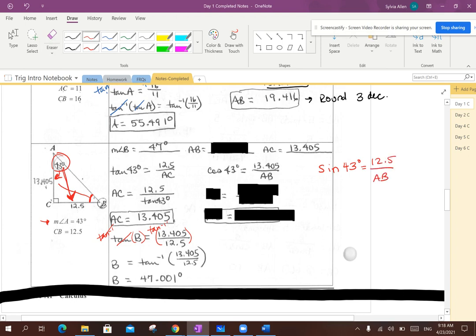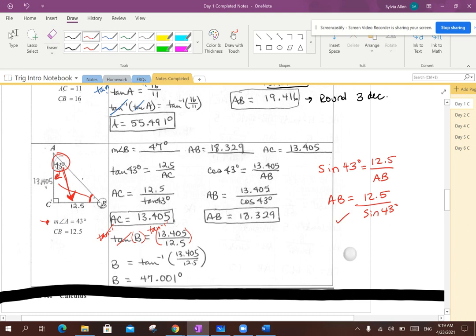And then they are doing cosine. And so when they do that, I'm going to get AB is equal to 12.5 over sine of 43. And no matter what, we should come up with the same number. Okay. And that is it. We are going to disregard the last 2 pages.